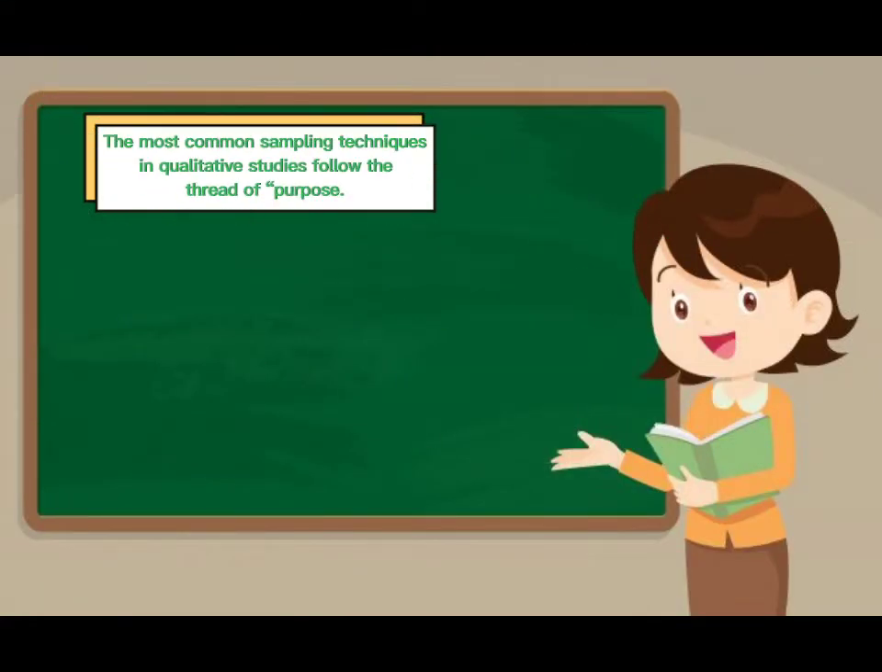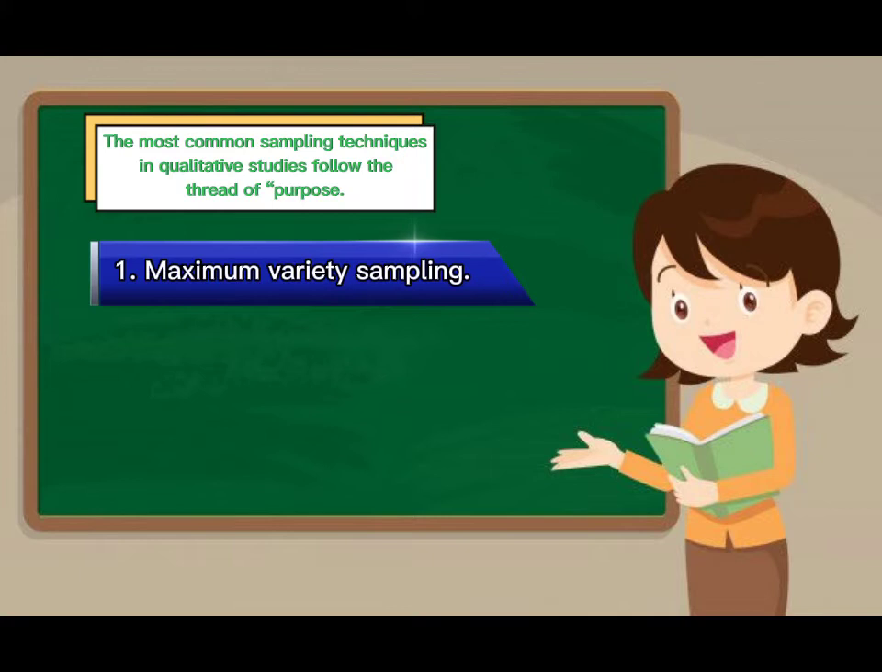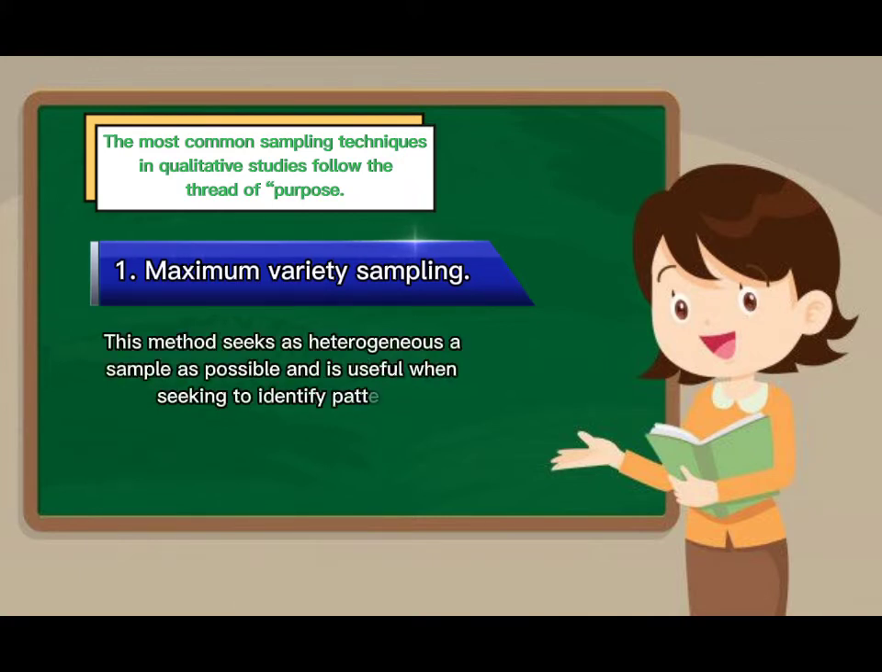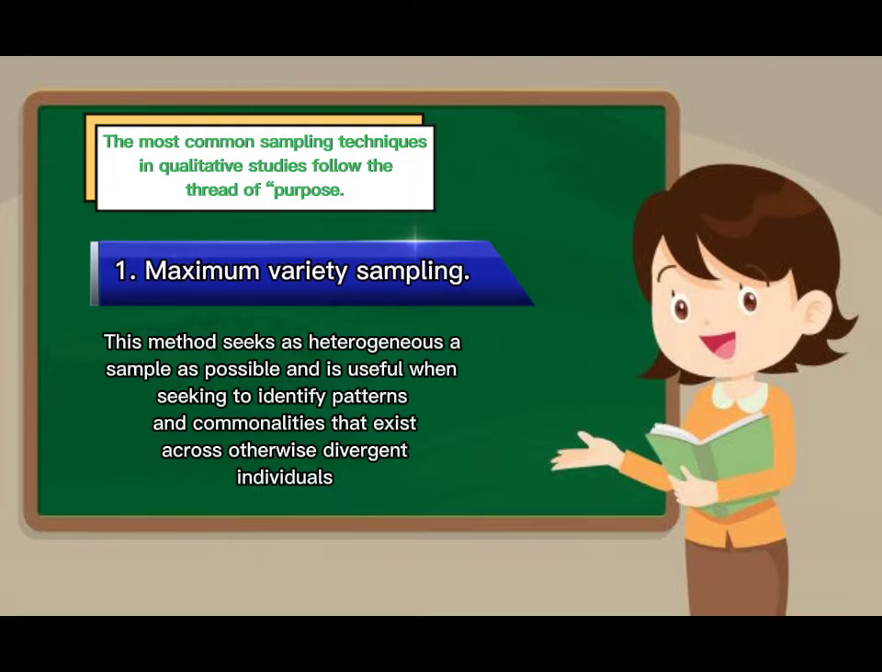The most common sampling techniques in qualitative studies follow the thread of purpose. In LIS research, the following methods may be most useful. 1. Maximum variety sampling. This method seeks as heterogeneous a sample as possible and is useful when seeking to identify patterns and commonalities that exist across otherwise divergent individuals.